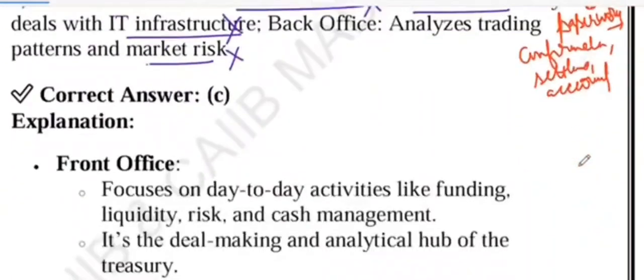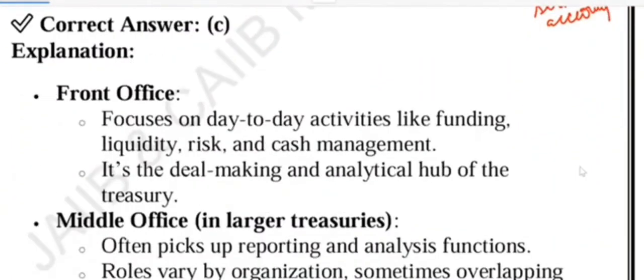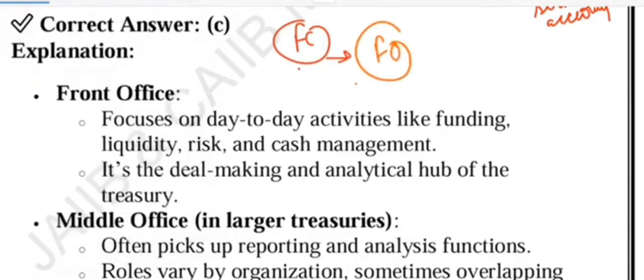So let me give you one real life example of it. For example, let's say a bank wants to buy foreign currency for a client. Try to understand. Suppose a bank wants to buy foreign currency for a client. So in this case, what will happen? The front office, the FO, what will they do? They will talk to the client. They will execute the currency trade.